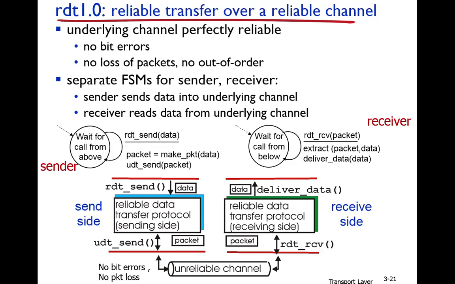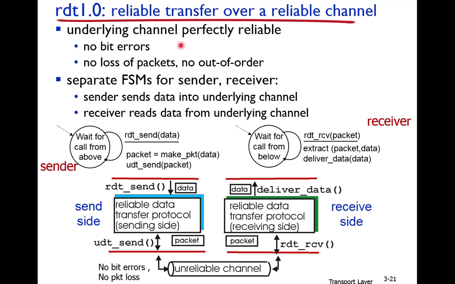Okay, we are going to study reliable data transfer protocol RDT 1.0. In RDT 1.0, we assume that the underlying channel, that is the network layer, the packet switching, is perfectly reliable.